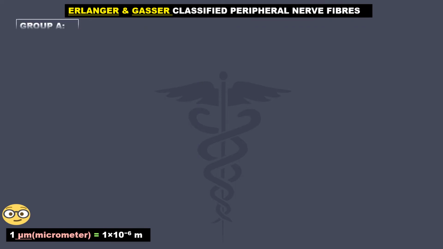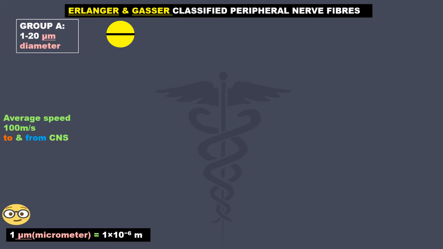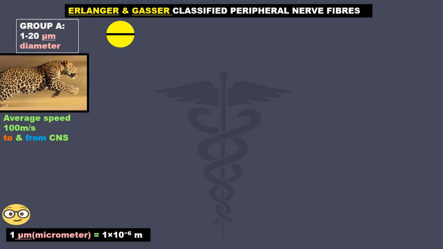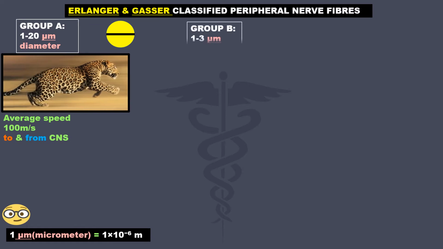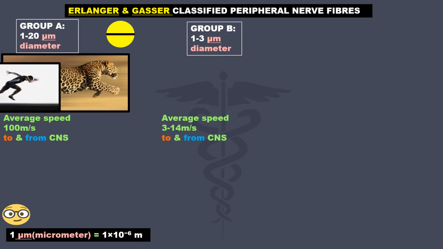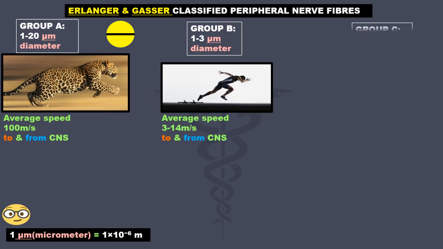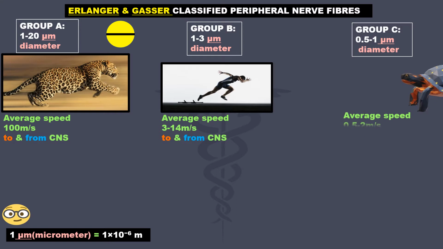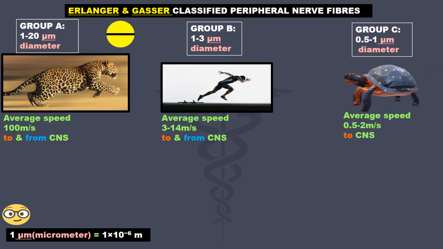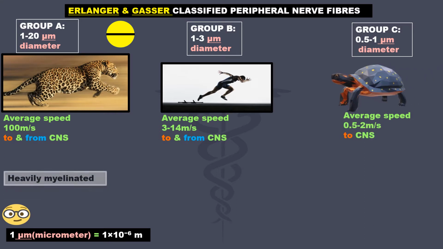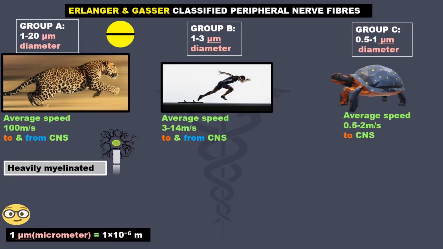Erlanger and Gasser classified peripheral nerves as Group A, which are 1 to 20 micrometers in diameter with an average conduction speed of 100 meters per second to and from the central nervous system. Group B have a diameter of 1 to 3 micrometers and average speed of 3 to 14 meters per second to and from CNS. Group C fibers are 0.5 to 1 micrometers in diameter with the slowest average speed of 0.5 to 2 meters per second.